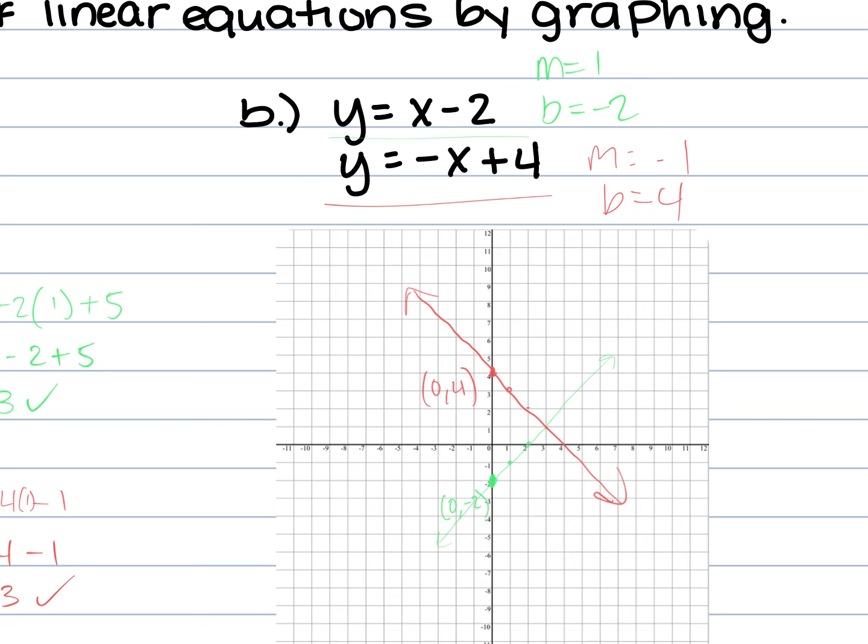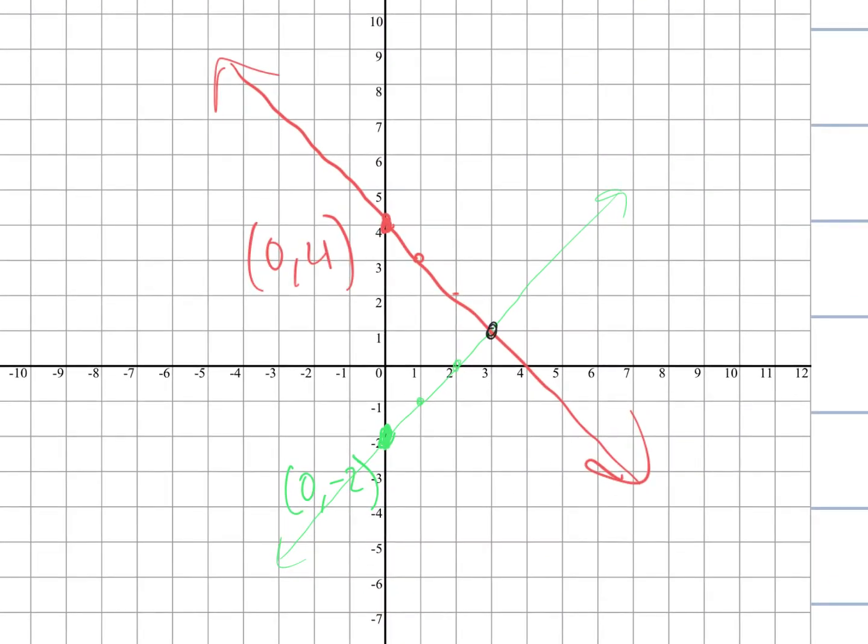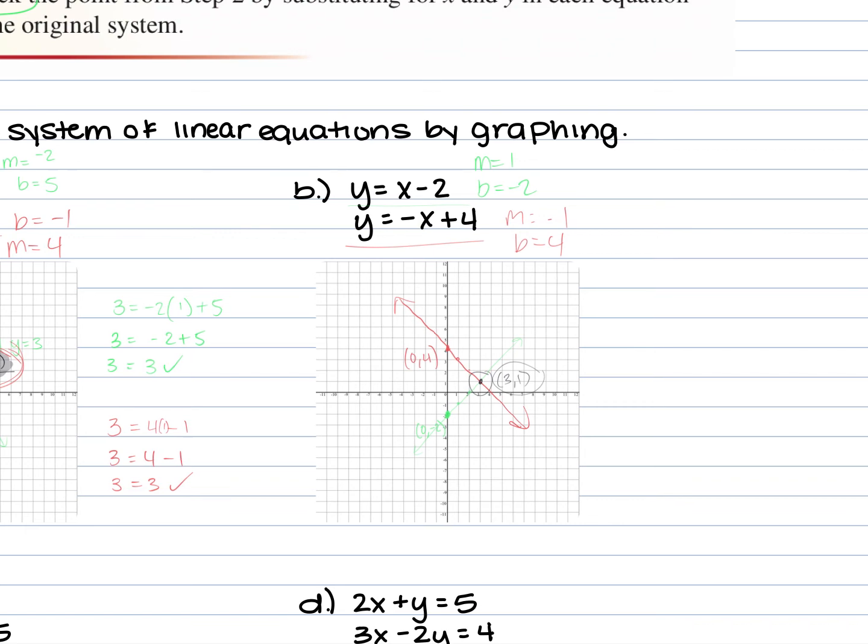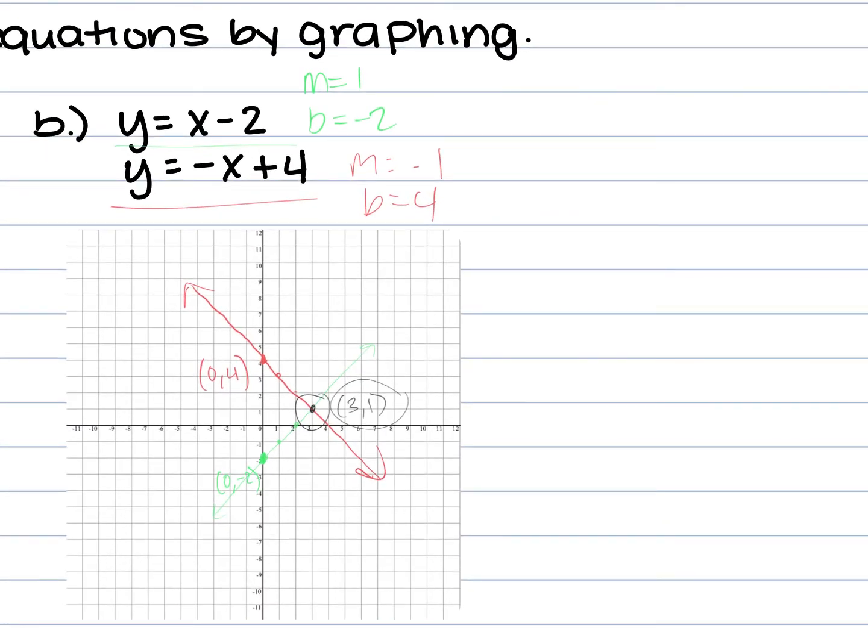Anyone want to be bold and try to approximate the intersection point? Austin? 3, 1. Casey, are we 1,000% positive that's where it intersects? Not until we do what? Check it. Okay. So, Juliana, walk me through checking the first one.